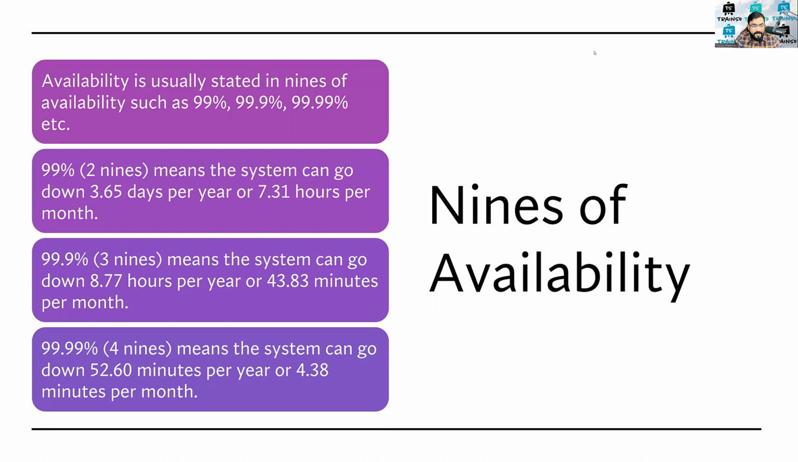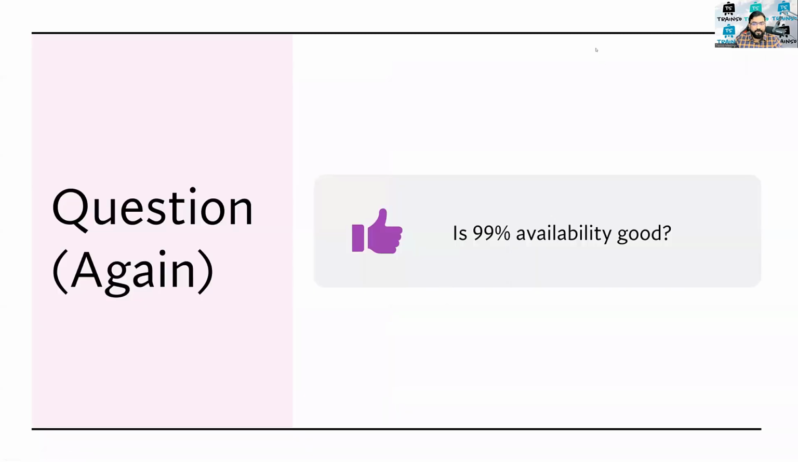And 99.9%, or 3 nines, means the system can go down 8.77 hours per year or 43.83 minutes per month. And 4 nines means the system can go down 52.60 minutes per year or 4.38 minutes per month. So now, based on this newly acquired knowledge, answer again: is 99% availability good or bad?